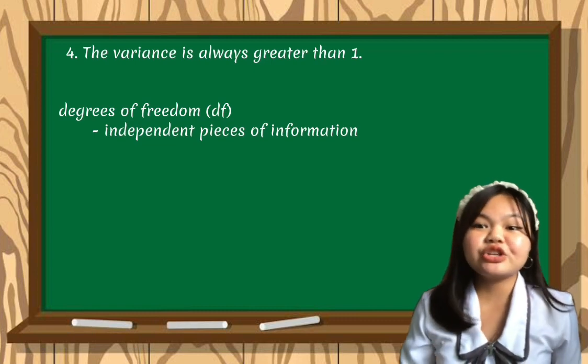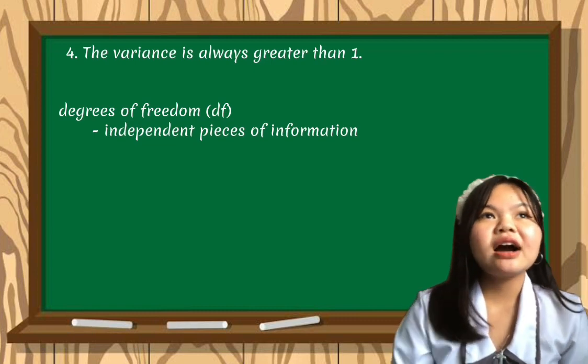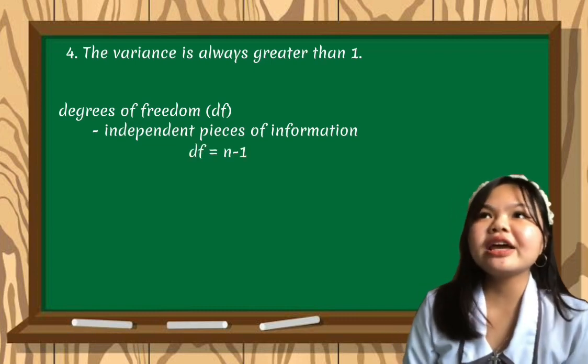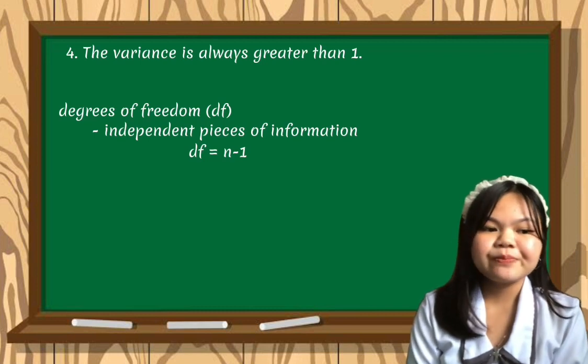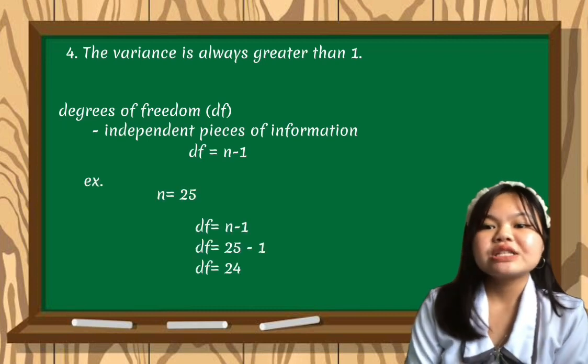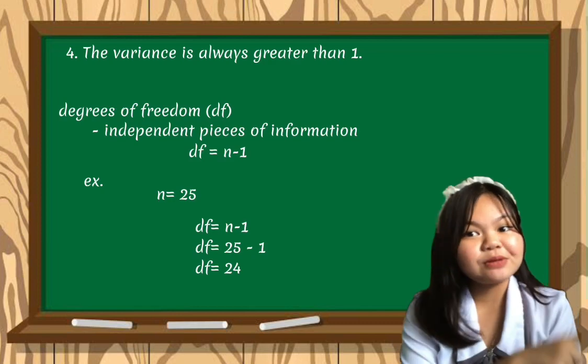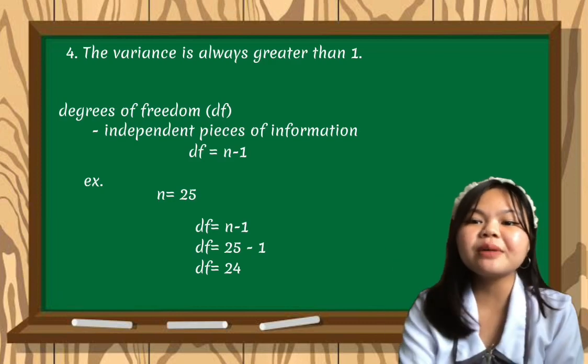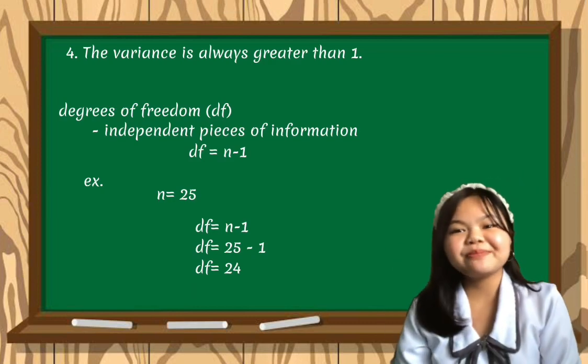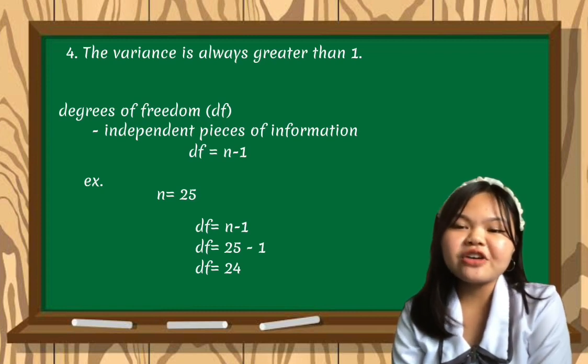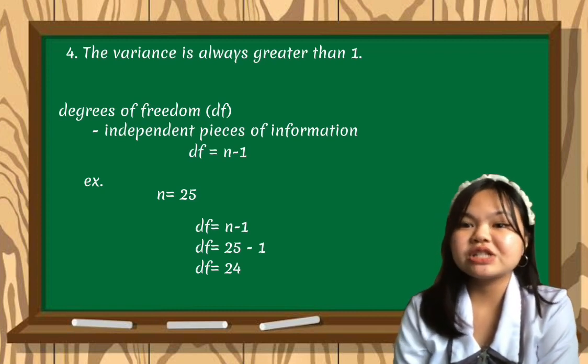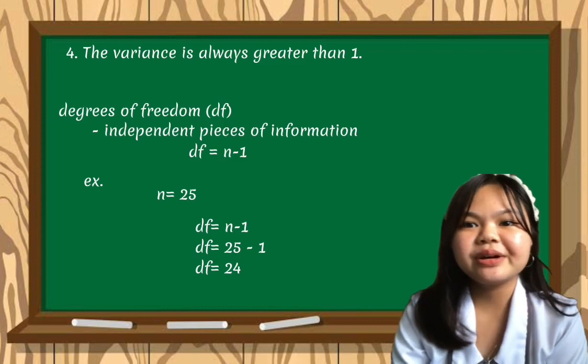So, how do we get it? Just take the sample size. For example, the given sample size is 25. So, 25 is the sample size minus 1. Just subtract 1 from the sample size. And 25 minus 1 is equal to 24. So, that is your degrees of freedom.